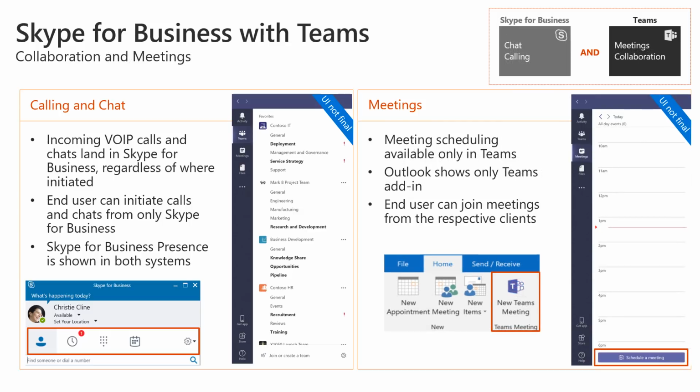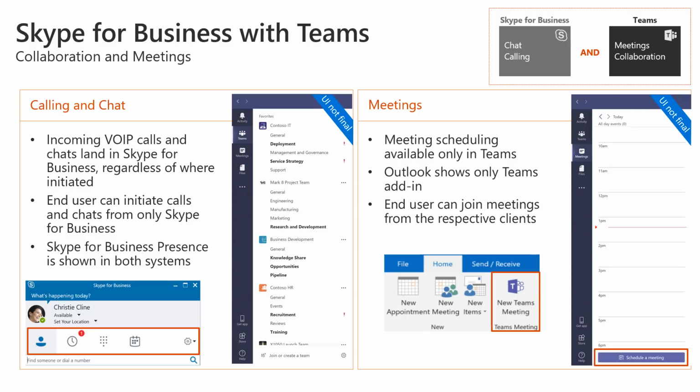The Skype for Business with Teams collaboration and meetings mode, which is also known as Meetings First, allows us to utilize the Skype for Business client for chat and calling, and the Teams client for meeting scheduling and collaboration. On the left, as we break down calling and chat, incoming voice over IP calls and chats will land in Skype for Business, regardless of where they were initiated.